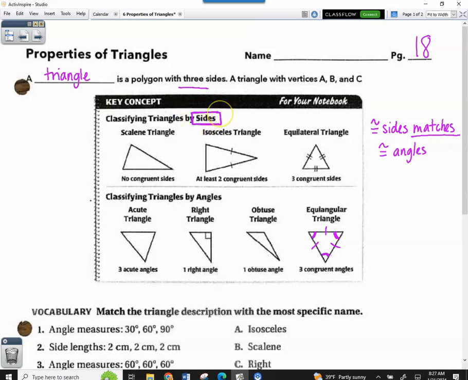When we're looking at classifying triangles by sides, by sides, we have 3 possibilities. Scalene means none of the sides are congruent. So I could mark this as 1, I could mark this as 2, and I could mark this as 3. And that would indicate none of these sides are equal. That's called a scalene triangle.